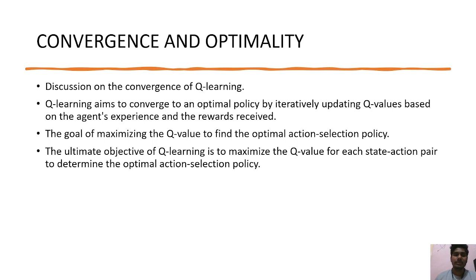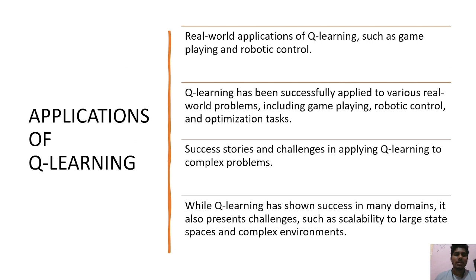So the next and last topic is applications of Q learning. Real-world applications of Q learning such as game playing and robotic control. Q learning has been successfully applied to various real-world problems including game playing, robotic control, and optimization tasks. Success stories and challenges in applying Q learning to complex problems. While Q learning has shown success in many domains, it also presents challenges such as scalability to large state spaces and complex environments.